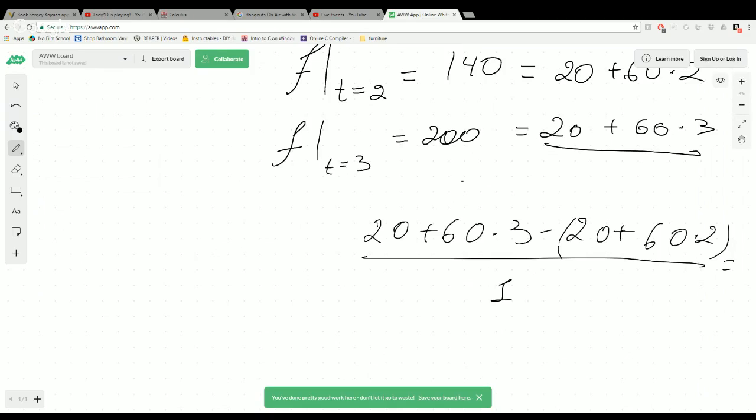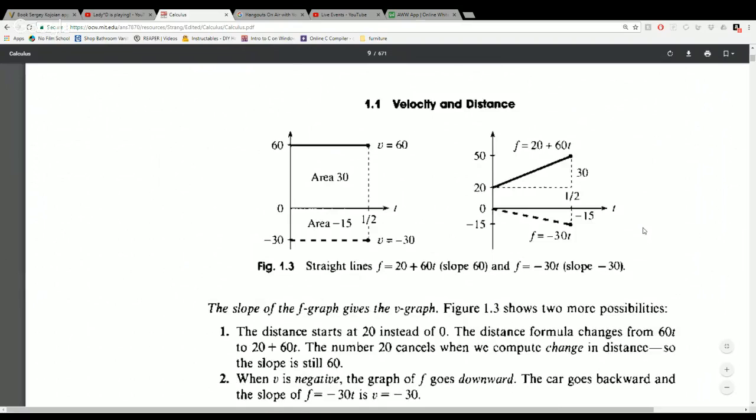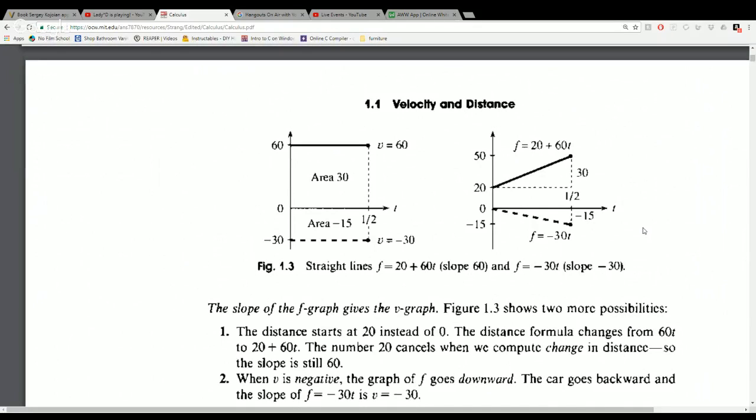And you can see that if you distribute the negative sign, 20 minus 20 cancel, and you're left with 60 times 3 minus 60 times 2, which is 180 minus 120, which is 60. So the slope is still the same, irrespective of your starting position, which makes sense. It doesn't matter if you start at the beginning of the road or 20 miles down the road, you're still traveling at 60 miles per hour.